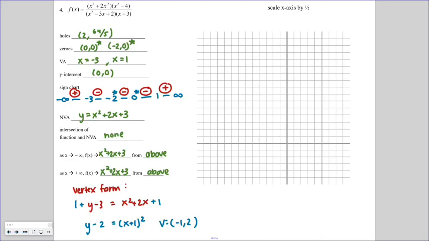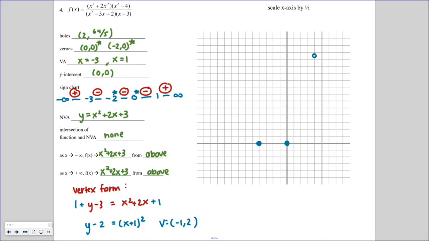All right, so first up, we've got a hole at 2, 64/5. So that's like almost 13. So just kind of estimate. Now 2 is going to be 4 along the x-axis because we're counting by half, and then up almost 13. About right there. We've got 2 zeros, add (0, 0) and (-2, 0). Okay, again, remember we're scaling that x-axis there. And those are closed circles because they're defined. Our function's defined at those points.